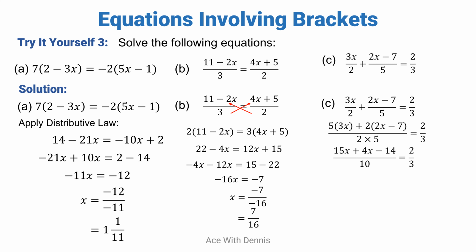We get (15x plus 4x minus 14) over 10 equals 2 over 3. So 15x plus 4x is 19x. And we cross multiply here. We get 3 times (19x minus 14) equals 2 times 10. Expand the bracket. We get 57x minus 42 equals 20. Hence 57x is 20 minus 42. Sorry, 20 plus 42, which is 62. Hence x equals 62 over 57, or change to proper fraction, which is 1 and 5 over 57.